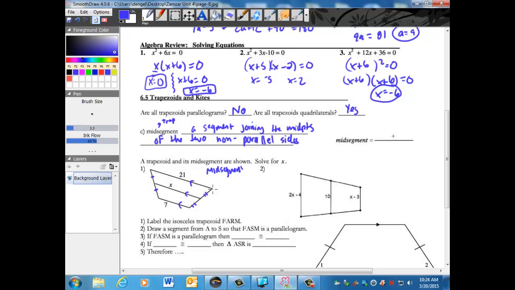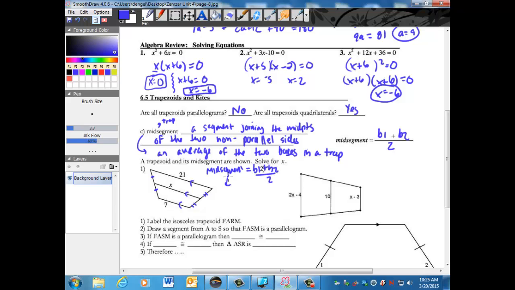two bases. So we have our base 1 and base 2, or you could call this base 1 and this base 2. So to find our mid-segment, we take base 1 plus base 2 and we divide it by 2. So in a sense, the mid-segment is an average of the two bases in a trapezoid. So we're going to say that our mid-segment is equal to B1 plus B2 over 2.